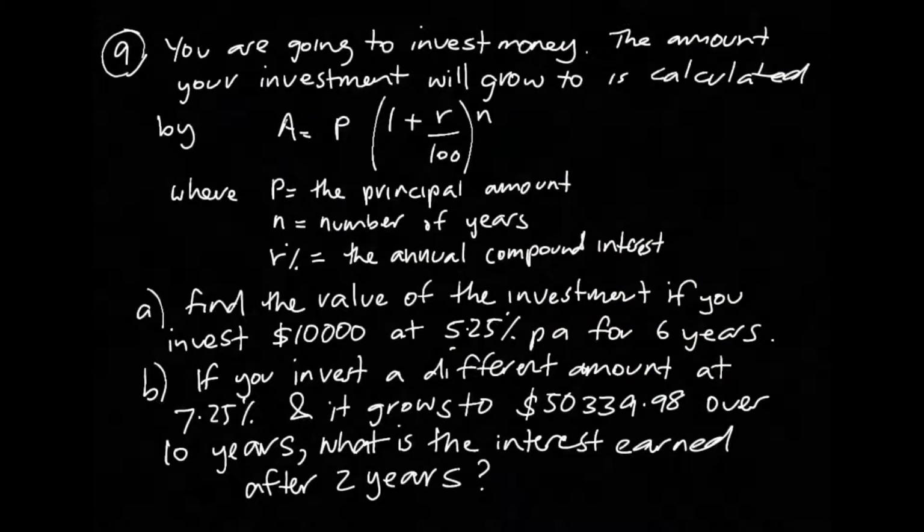You're going to invest money. The amount your investment will grow to is calculated by A equals P times 1 plus R on 100 to the power of N, where P is the principal amount, N is the number of years, R% is the annual compound interest. A, find the value of the investment if you invest $10,000 at 5.25% per annum for 6 years. B, if you invest a different amount at 7.25% and it grows to $50,339.98 over 10 years, what is the interest earned after 2 years?